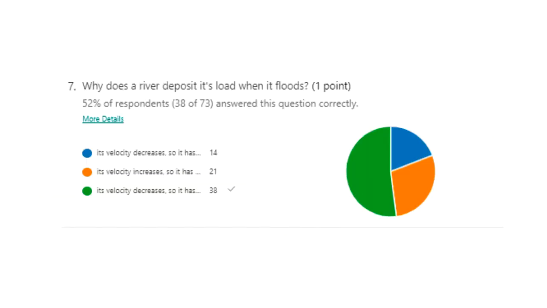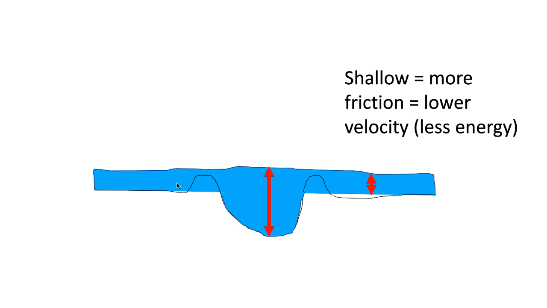Second thing we need to go over is why a river deposits its load when it floods. The load is the word for what a river is carrying. So we can call the things that a river is carrying load, or we can call them sediment. A river's load is made up of sediment. Now, rivers deposit when they lose energy.